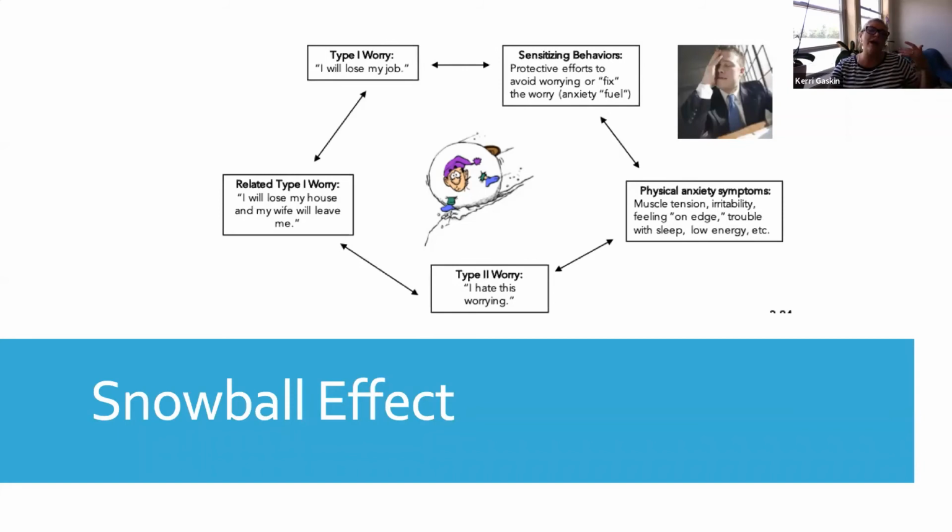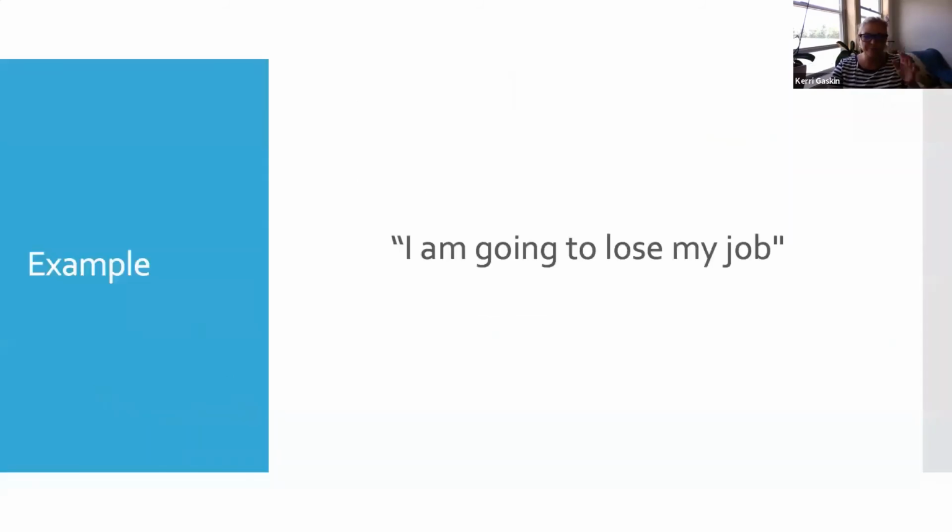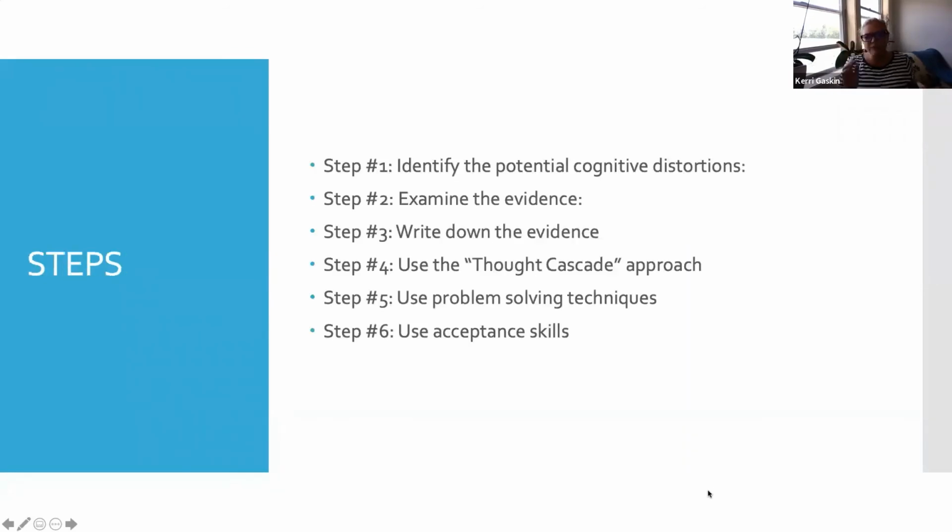Let's take the example of "I will lose my job." Okay, that's a common worry, especially in this economic climate. So there's very specific steps to how we process this in a healthy way. First, we're going to identify the possible cognitive distortions present in that statement, "I will lose my job." So step 1, identify them. For example, it might be jumping to conclusions or magnification, right? And we talked about those when we talked about distortions.